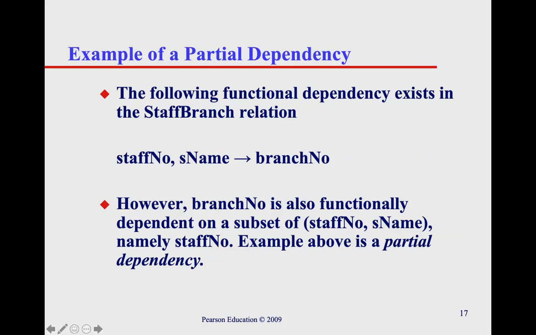So for example, it is true that the staff number and the staff name uniquely determines a branch number. But this is not a full functional dependency because we do not need staff name in order to uniquely determine the branch number. All we need is the staff number to uniquely determine the branch number. So we would call this dependency a partial dependency because the determinant is not minimal. We can get rid of staff name and still uniquely determine branch number from the staff number alone.